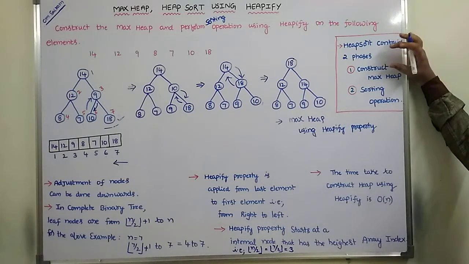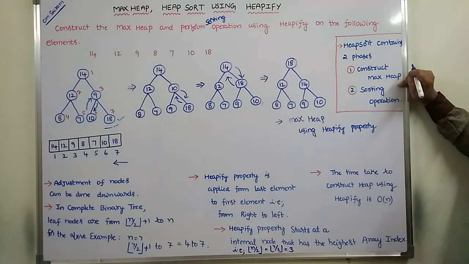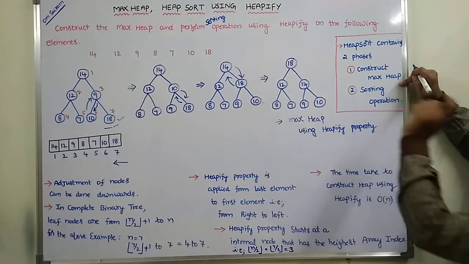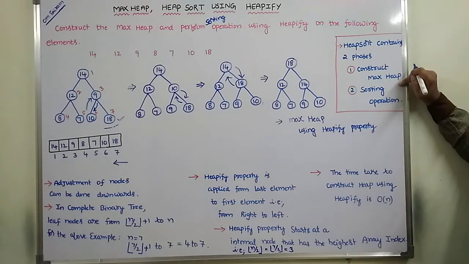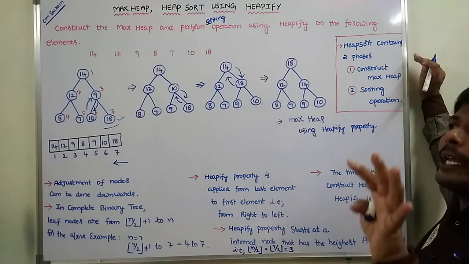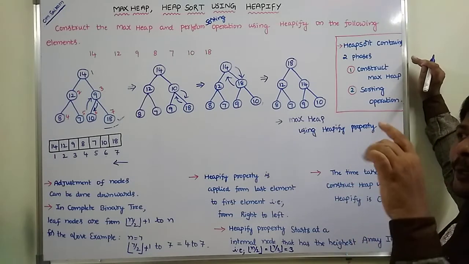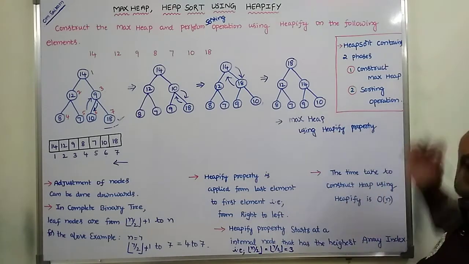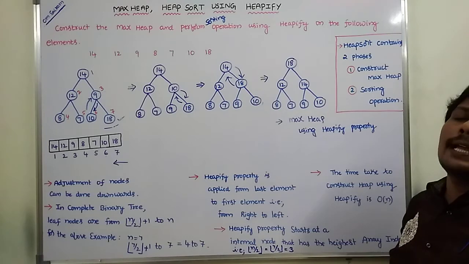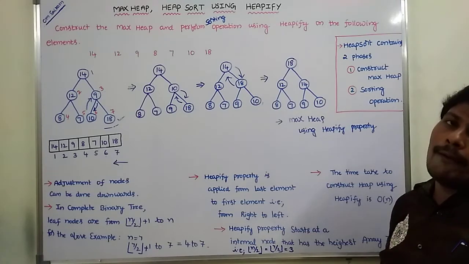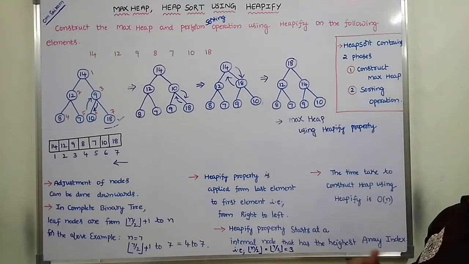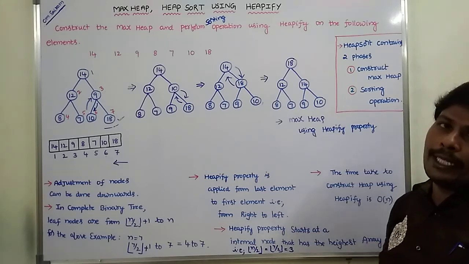So heap sort contains two phases. The first is to construct the maximum heap. Here the maximum heap construction is completed. Now, how to perform the sorting operation? In the case of Heapify, we have to consider a node and its children. If they satisfy the maximum heap property, yes, it satisfies the Heapify property also. If it does not satisfy the maximum heap property, swaps or adjustments are done until the maximum heap property is satisfied.